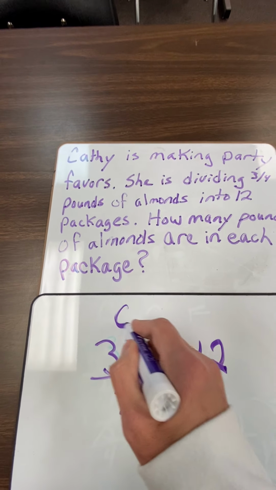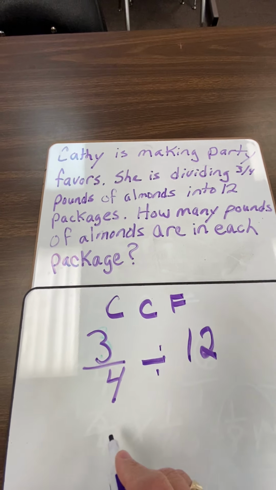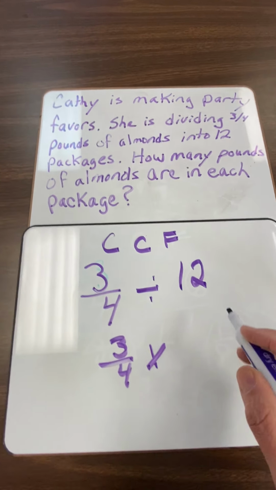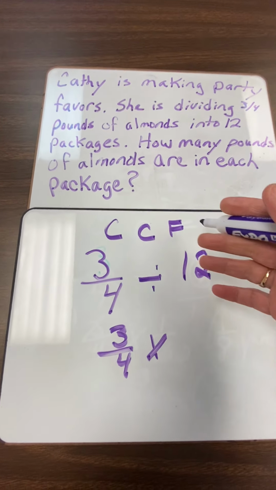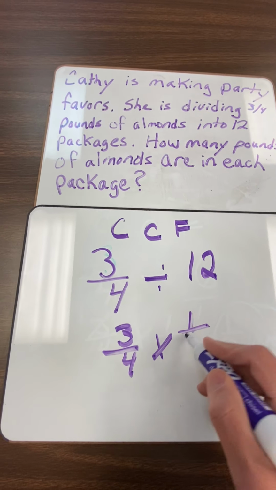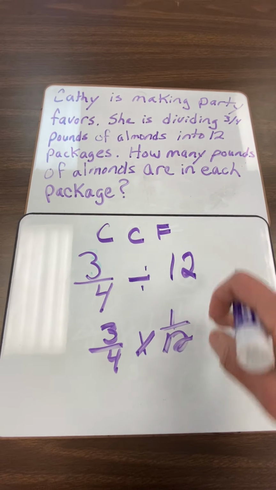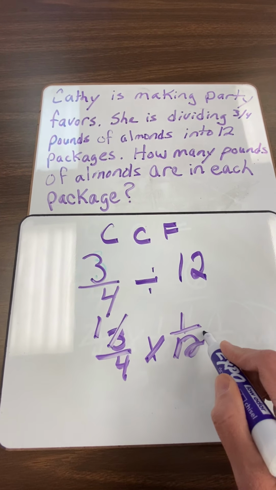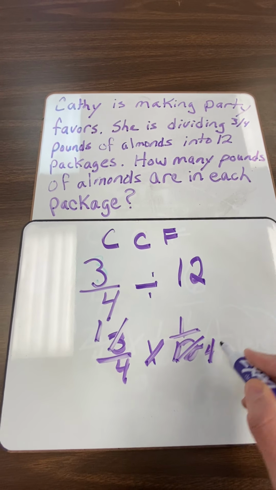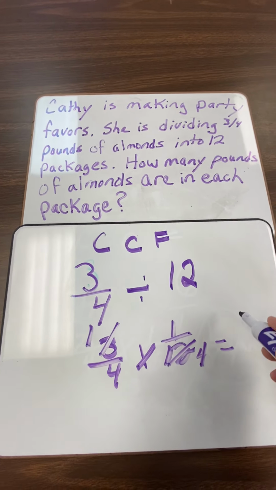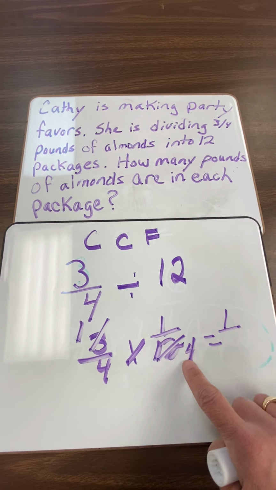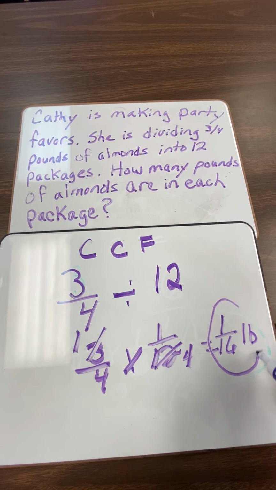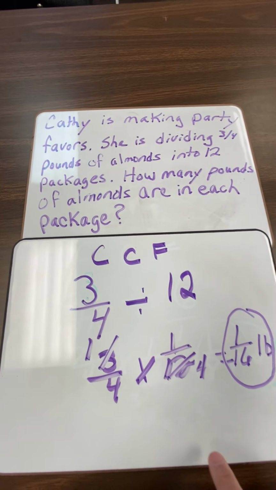So remember, CCF, copy, change divide to multiply. The reciprocal of 12 is 1/12. So now 3 goes into 3 one time, 3 goes into 12 4 times. Then we have 1 times 1 is 1, and 4 times 4 is 16. So 1/16 of a pound is what's in each package.